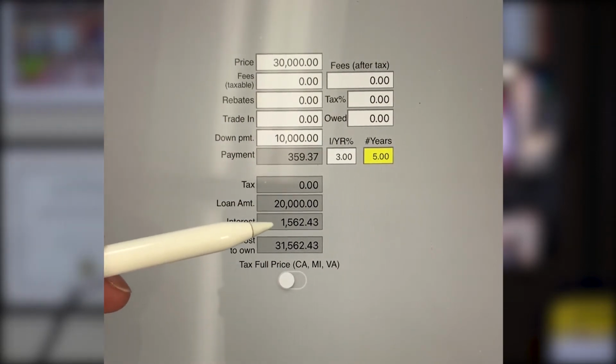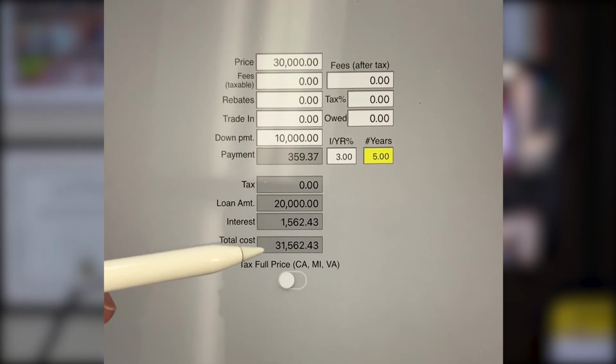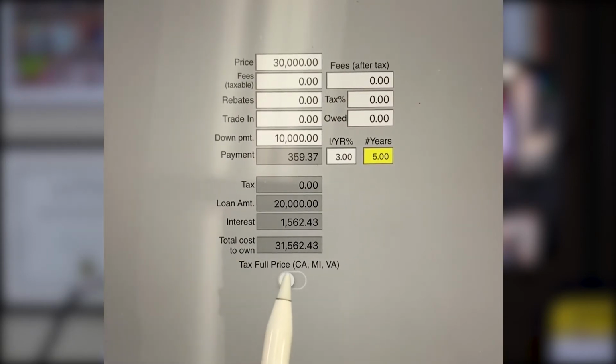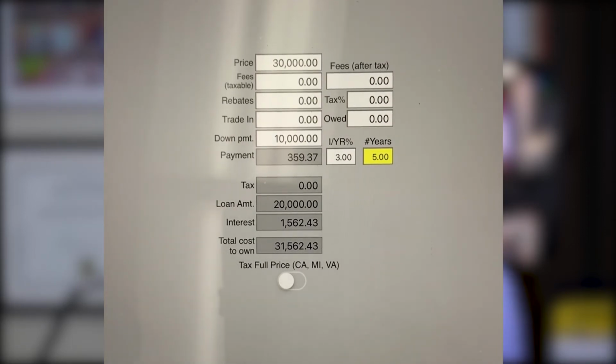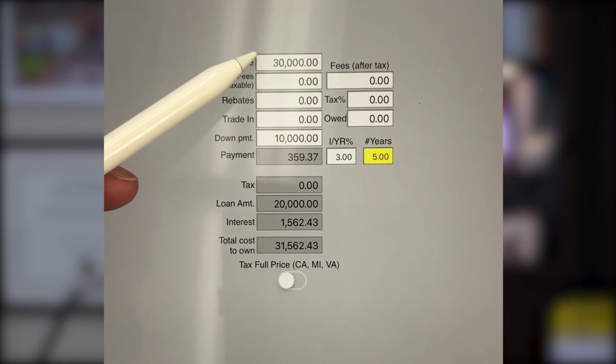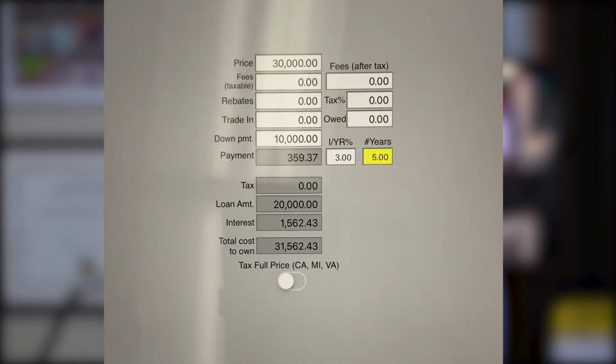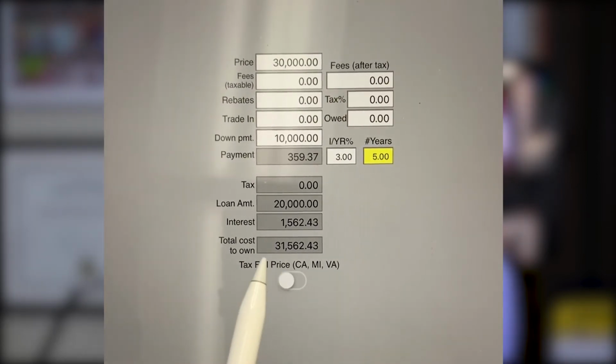Our total interest is going to be $1,562, bringing the total cost of ownership up to $31,562. So if we spent all this time negotiating what the price is going to be, and we decided that it was going to be $30,000 and the dealership agreed, they're actually making more money.